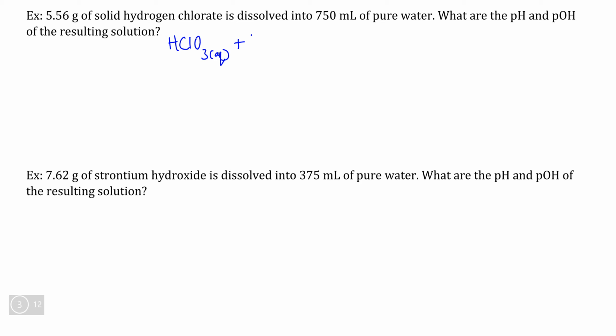volume of water. This is a strong acid, which means 100% of it is going to ionize and form hydronium, meaning that if 100% of it ionizes, the concentration of acid that we start with is going to be equal to the concentration of hydronium that we make as it ionizes.